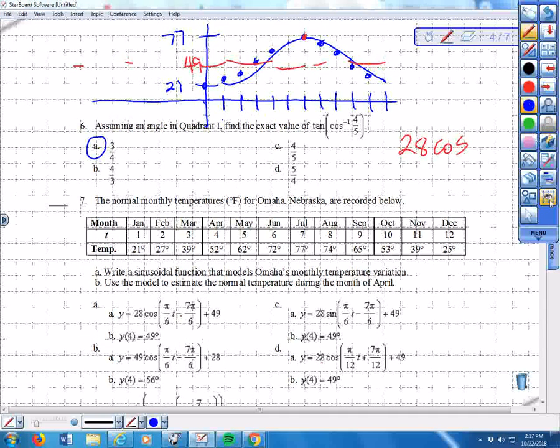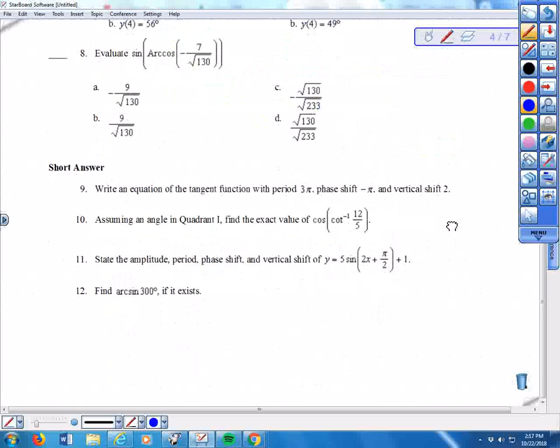Next. Arc cosine of -7 over the square root of 130. Where is this angle? What quadrant? Arc cosine is only in quadrants 1 and 2, and since it's negative, it's in quadrant 2.